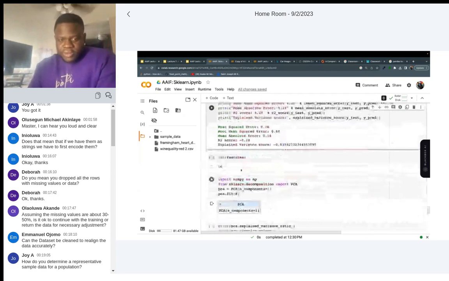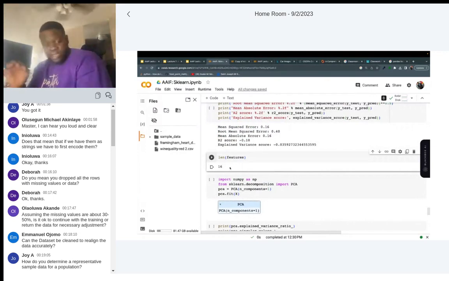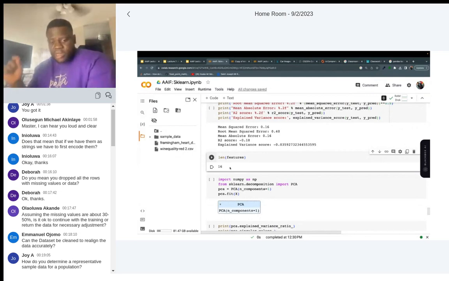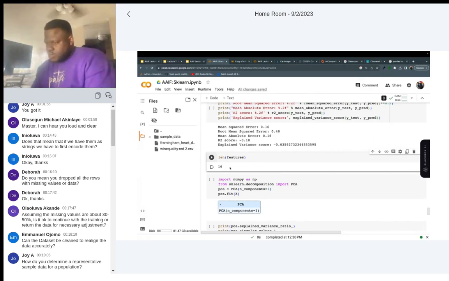Good. So now, the number of features is 16. What if it was 1 million? What do we do? Last week, Joy gave an answer and said principal component analysis, which finds which feature is the biggest contributor, the best relationship that the model is looking at. Do you understand what I'm saying?